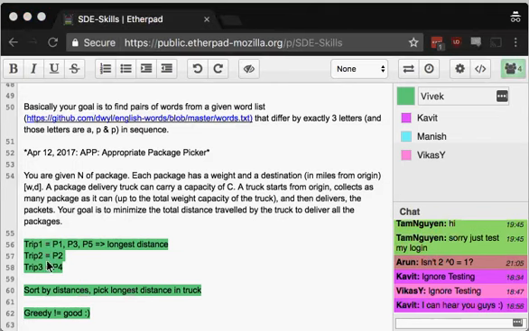What is that again, Manish? Can you repeat the thought? Oh, the truck's capacity is like a weight. Yeah, weight. Okay.